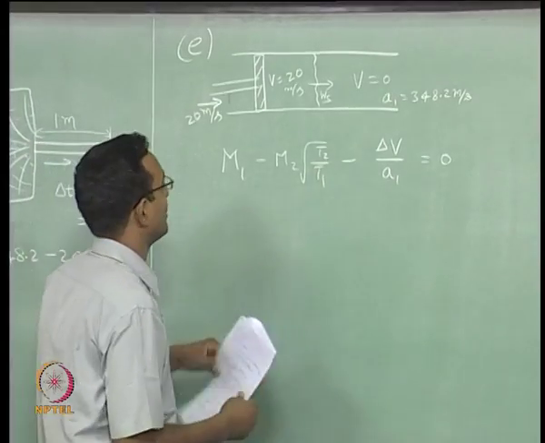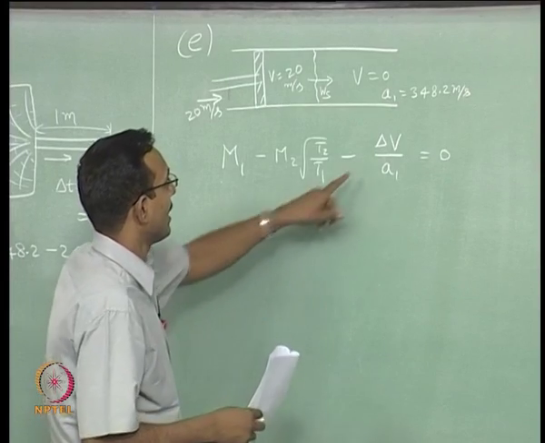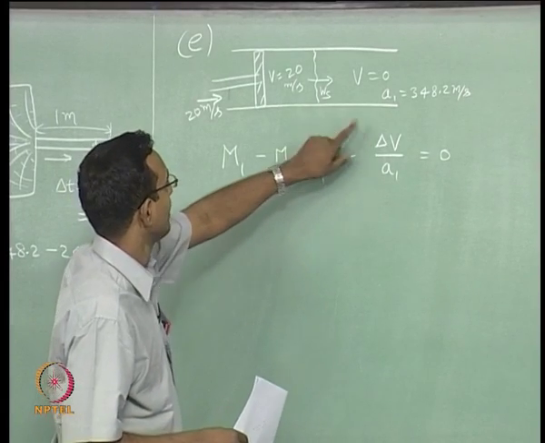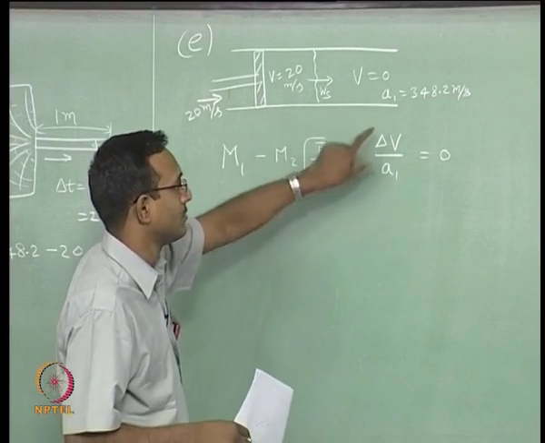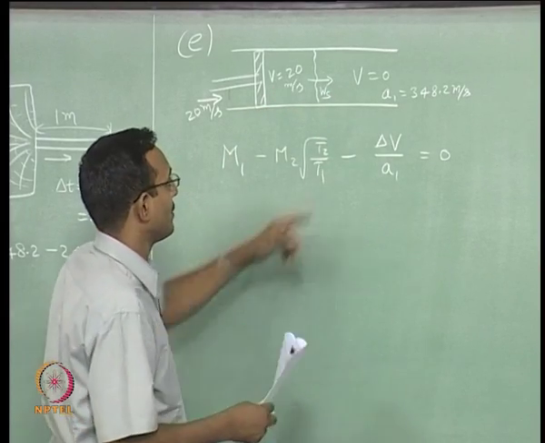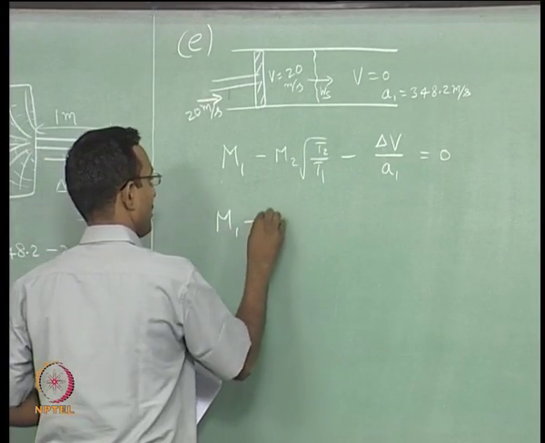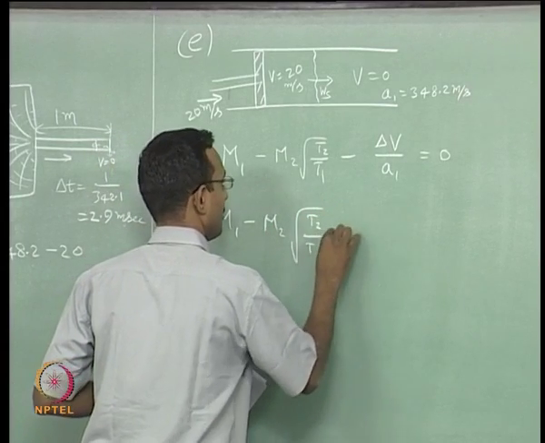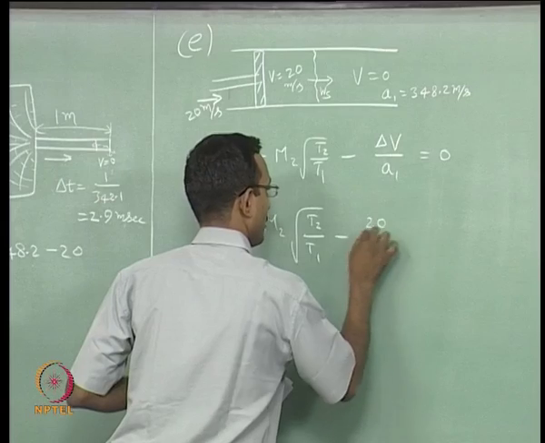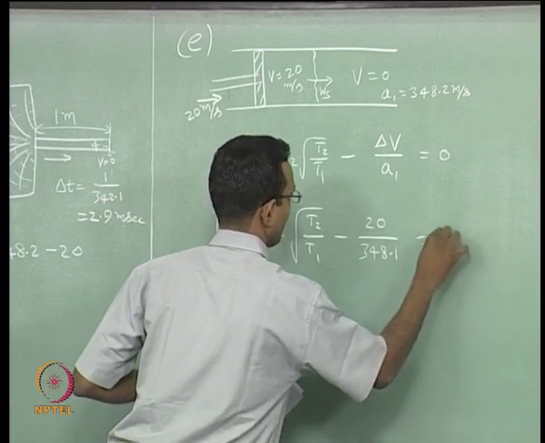It is the same problem, we just do not know the strength. So, I have to start guessing M1. I am given delta V. It happens to be V2 minus V1, 20 minus 0, so 20 divided by 348.2. So, I have M1 minus M2 square root of T2 by T1 minus 20 by 348.1 equal to 0.